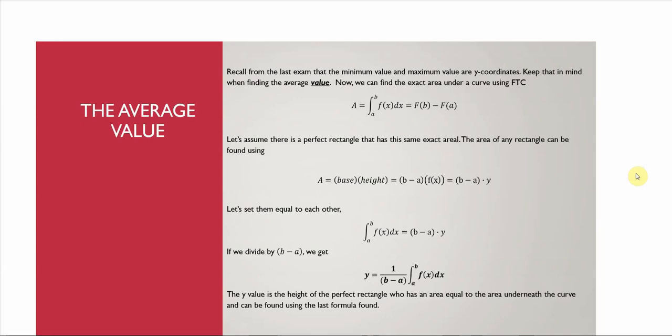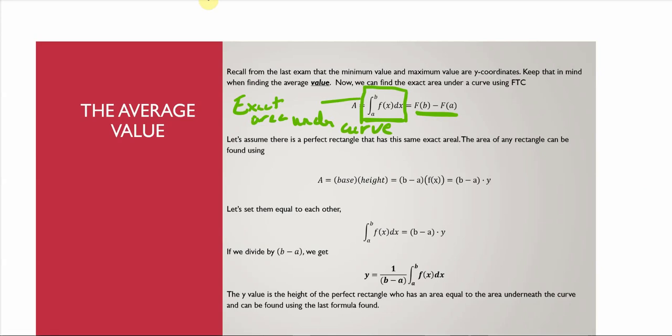Recall from the last exam that the minimum value and maximum value are y coordinates. Keep that in mind when finding the average value. Value meaning the y coordinate. How do we find the exact area underneath the curve? To find the exact area underneath the curve, I'm going to use the integral from a to b of f of x dx, and using the fundamental theorem of calculus, it's going to give me f of b minus f of a. But I'm not really concerned with this part. I'm really concerned with this part right here. This is going to help me find the exact area underneath the curve.